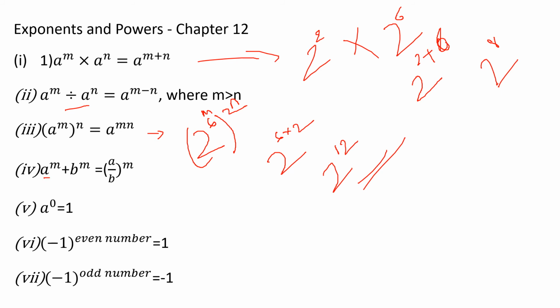If a and b are different, for example, 3 power 2 plus 4 power 3. If this is a question, here the integers 3 and 4 are different numbers. So we cannot apply any of these formulas to this one. So we will write 3 divided by 4.